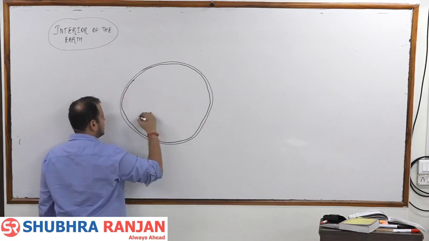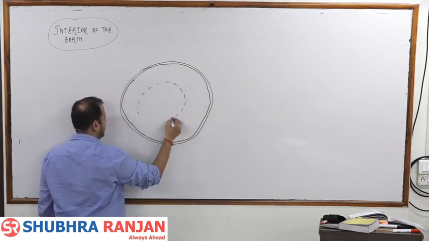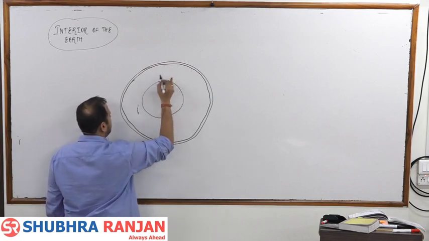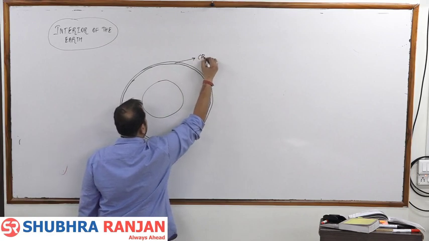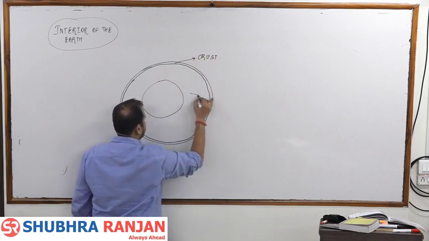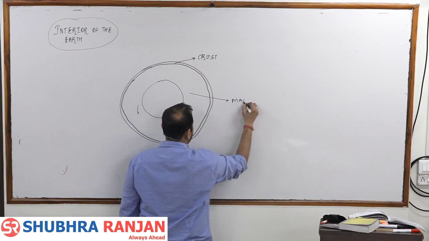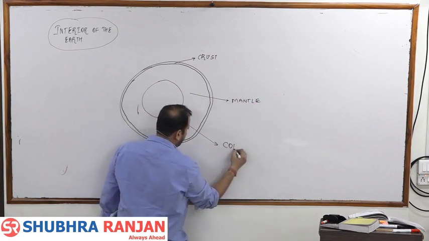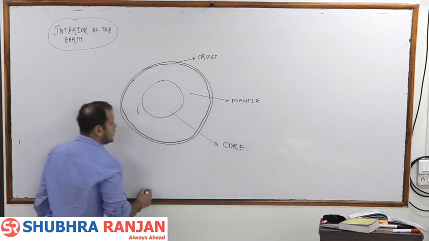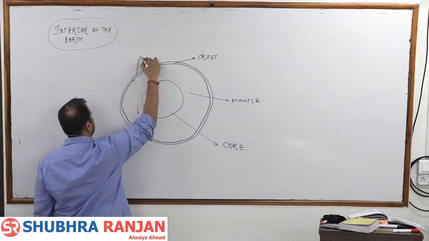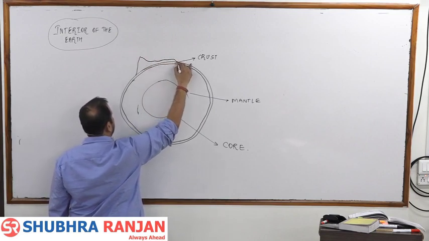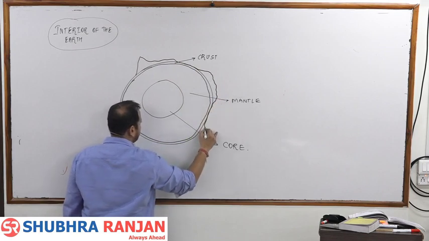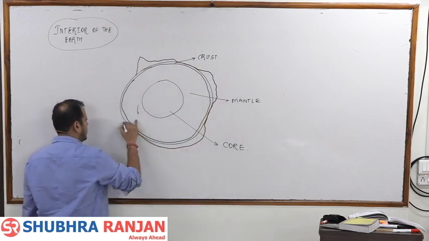So surrounding the crust is the mantle. The upper part is the crust. The next part is the mantle. And lastly, the inside part is known as the core. The crust is further divided into the continental crust and the oceanic crust.